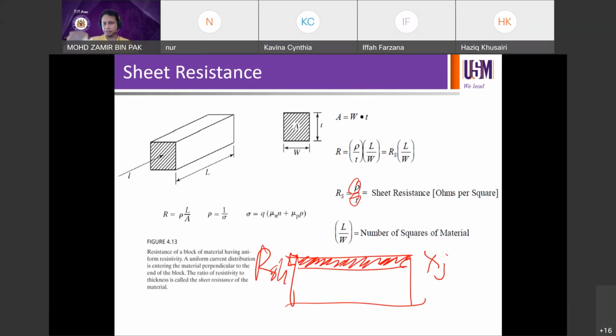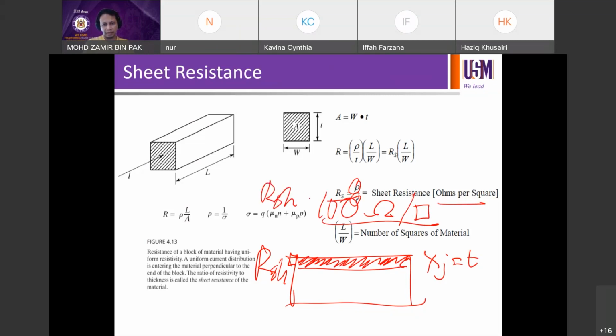Rho is the resistivity that you measured just now, and then if you know the thickness from the junction depth, xj is the T. So if you have your rho, you divide by T, then you're going to have your ohm per square. That's why I said 100 ohm per square, 120 ohm per square. So this is RS.